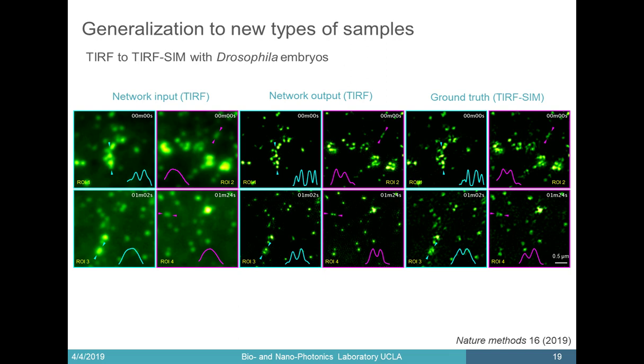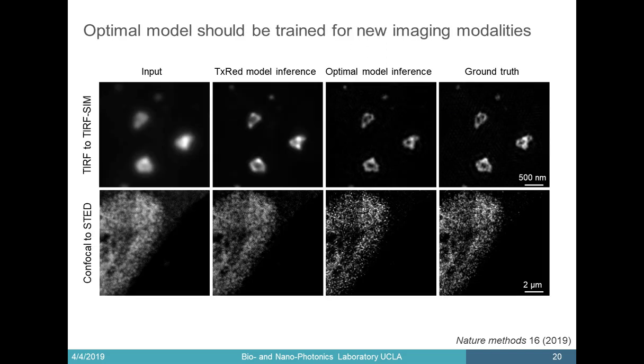We also test this generalization capability with our TIRF-to-TIRF-SIM transformation framework. Our network model was trained with SUM159 cells, and here we applied it to Drosophila embryo tissues. It clearly resolves these fluorescent particles and agrees very well with the ground truth images. These frames are also cropped from a video that shows very robust framework capability.